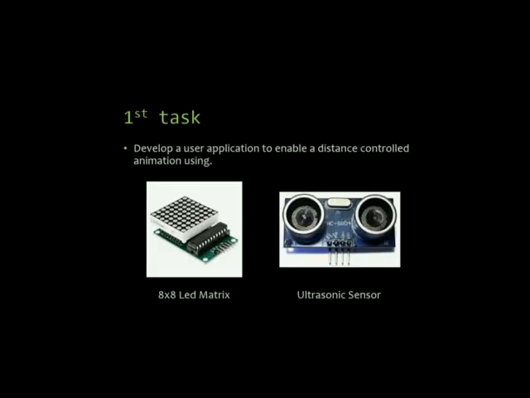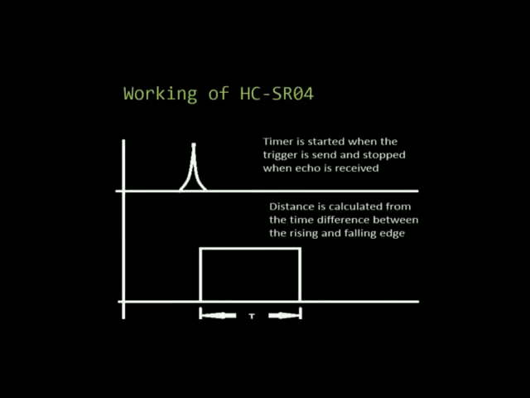So the first task of the assignment is to develop a user application to enable distance control animation using an 8x8 LED matrix and an ultrasonic sensor. Let us study the working of the ultrasonic sensor. The timer is started as soon as the trigger is sent, and the timer is stopped when the echo is received. So the distance is calculated from the time difference between the rising and the falling edge.